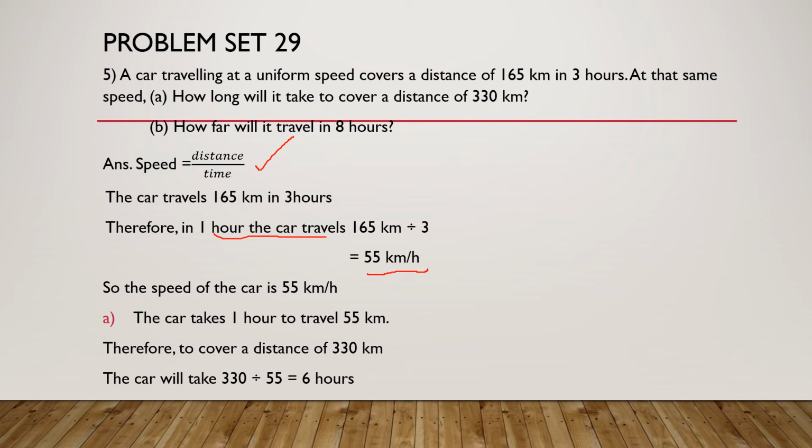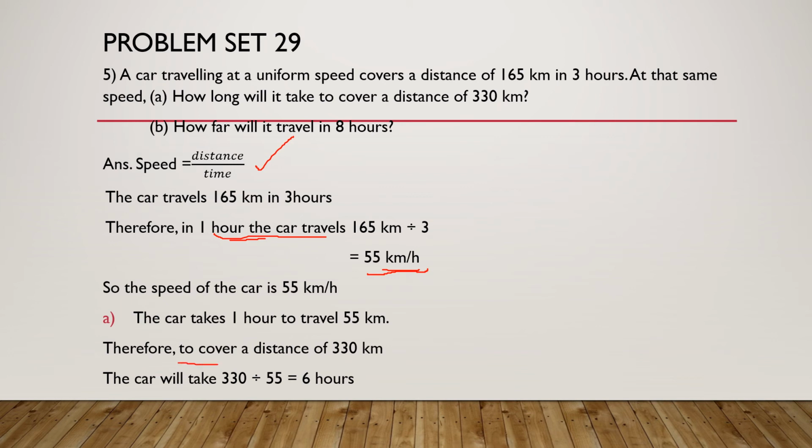That means in 1 hour the car travels 55 kilometers, whereas in 3 hours the car travels 165 kilometers. Now the question has been asked as how long it will take to cover a distance of 330 kilometers. How long means how many hours? So we have already found out that in 1 hour it is taking 55 kilometers. Correct? So the car takes 1 hour to travel 55 kilometers.